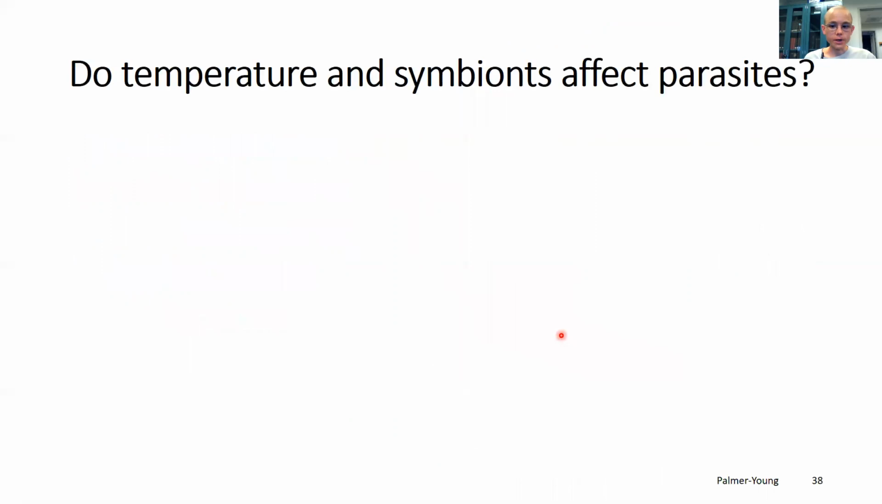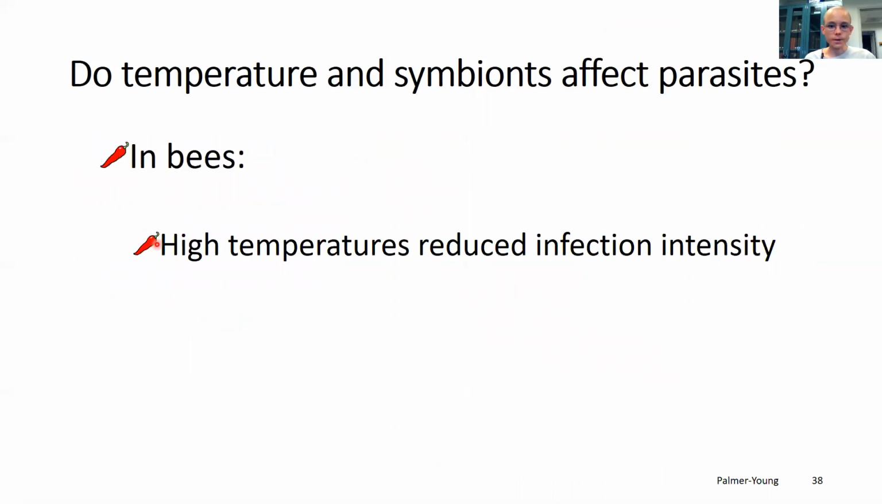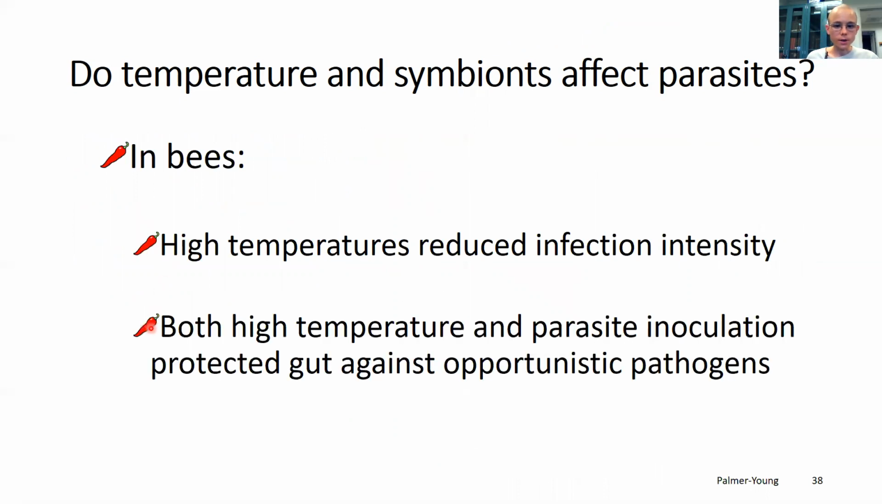To summarize the live bee experiments, high temperatures reduced infection intensity, consistent with predictions from cell culture experiments. In addition, high temperatures, as well as parasite inoculation, were protective against Enterobacteriaceae, a family of bacteria that includes opportunistic pathogens, suggesting that thermoregulation of bumblebees could improve resistance to infection, possibly by enhancing the protective effects of the gut microbiota.